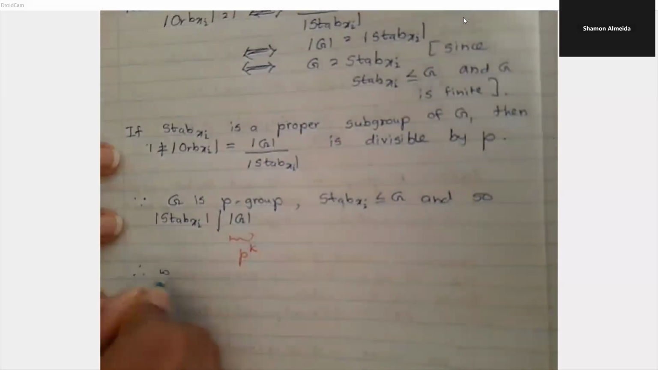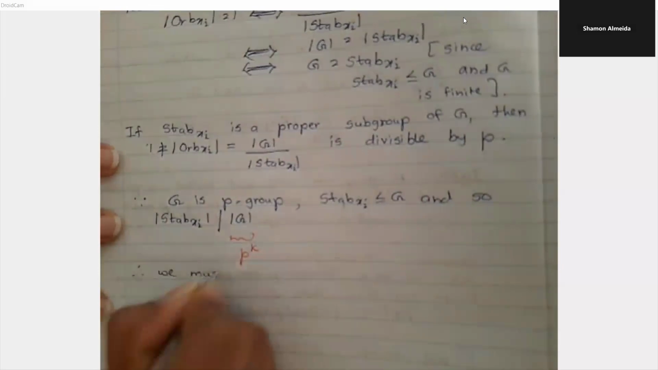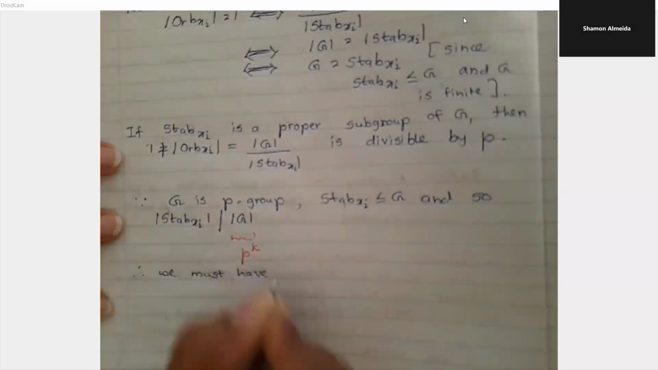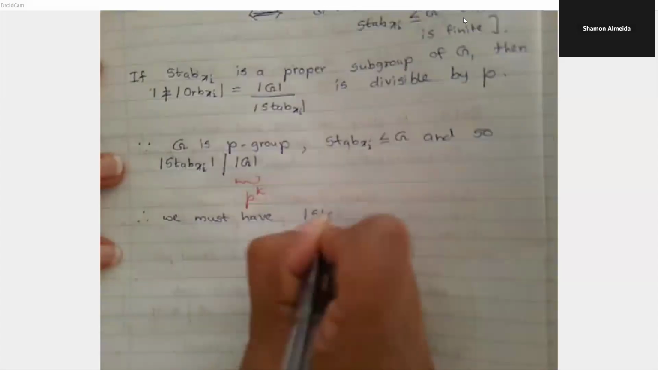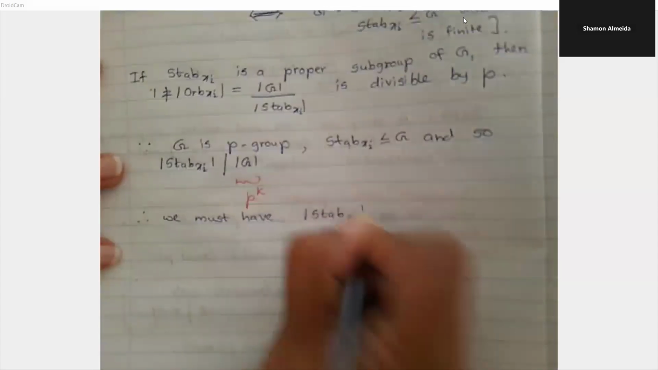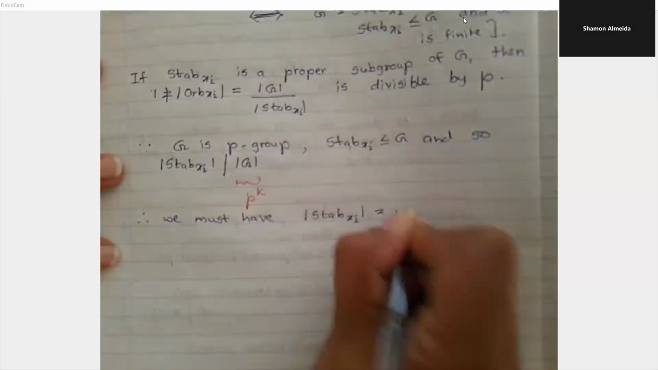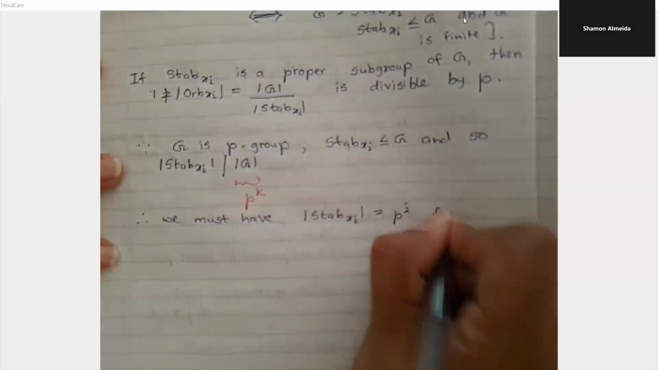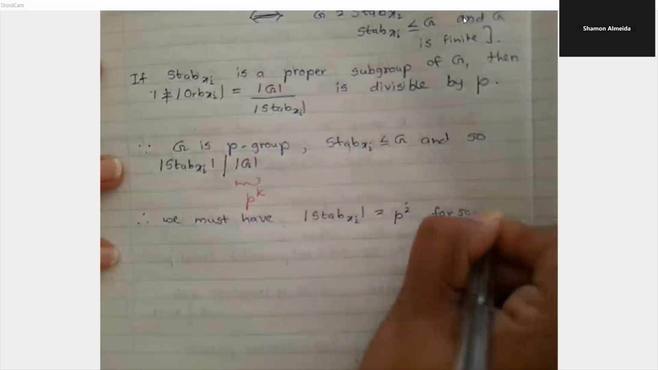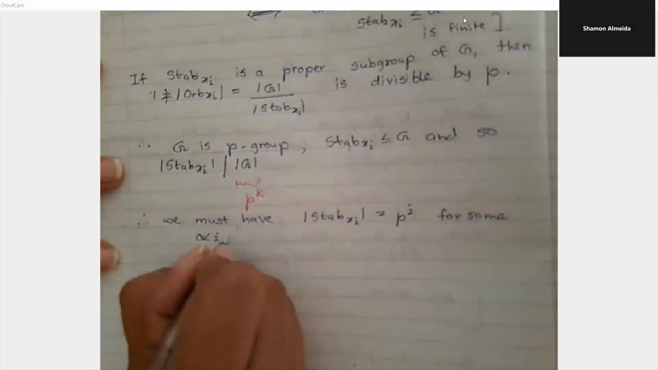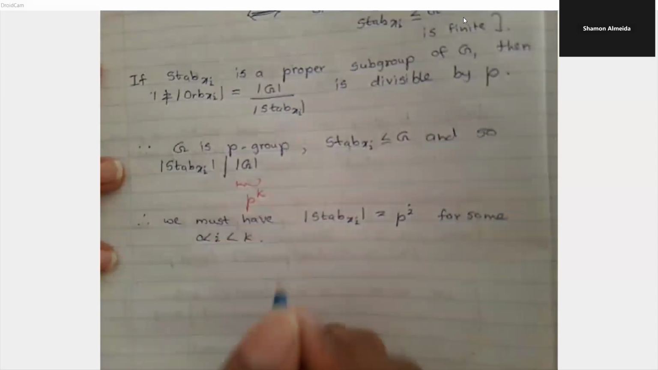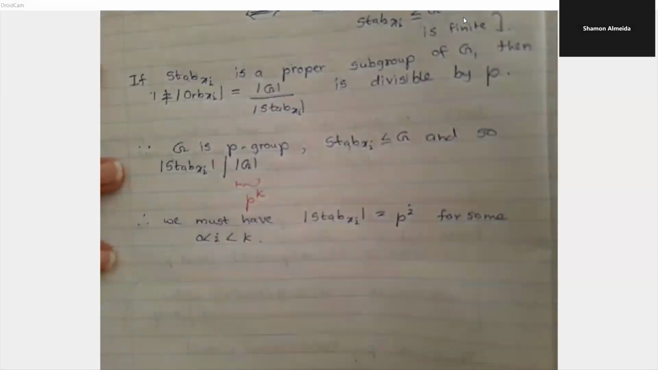Therefore, we must have the order of the stabilizer equal to p^i for some i that is between 0 and k, right? Between 0 and k.